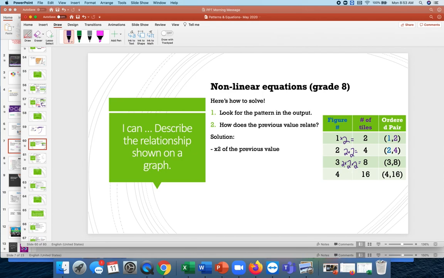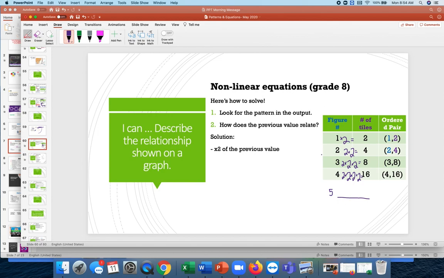The next one, because 2 times 2 is 4, and then 4 times 2 is 8. The next one is 2 times, we have to do it 4 times. 2 times 2 is 4, and then 4 times 2 again is 8, and then times 2 again is 16. So if I was to make up 5, then it would be 5 times 2. Now, this is the cool thing.